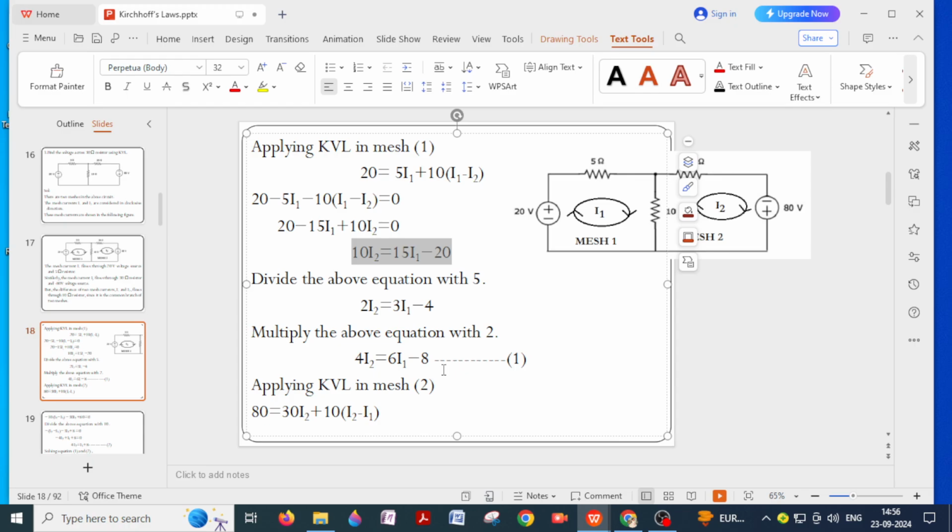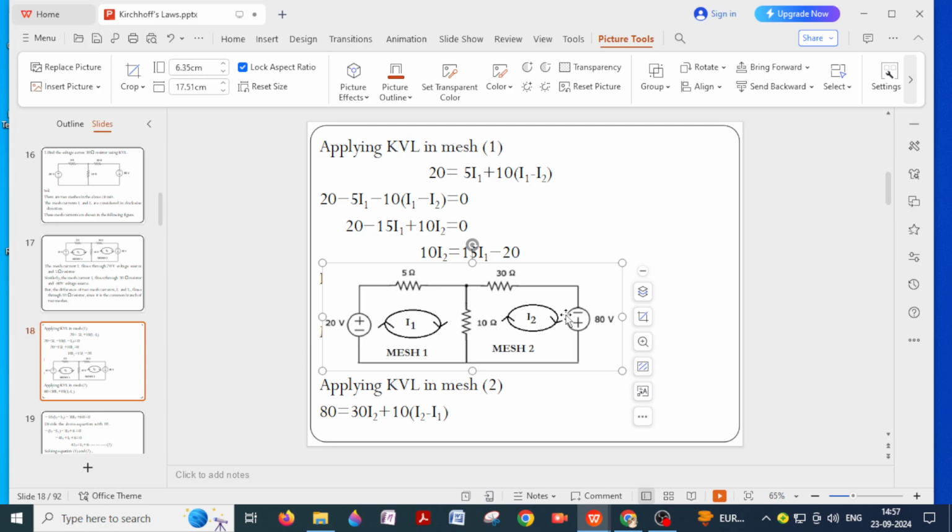Apply KVL. So source voltage, if you see the source voltage positive terminal from where current comes out of the source, that direction and I2 direction are same. So plus 80 equal to the 30 ohms resistor into I2 plus 10 into I2 minus I1. Why? Because we are in mesh 2, so we must consider I2 minus I1.